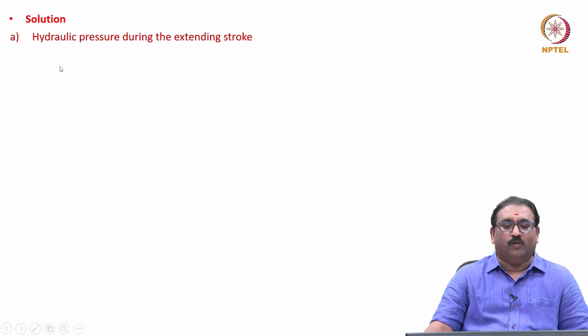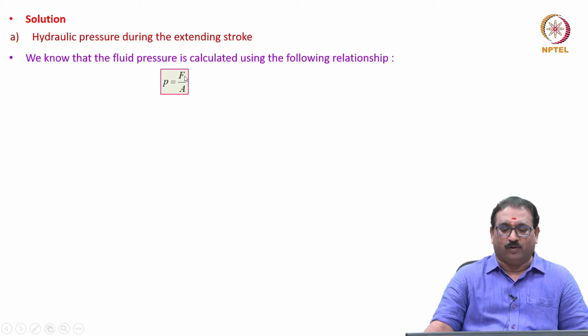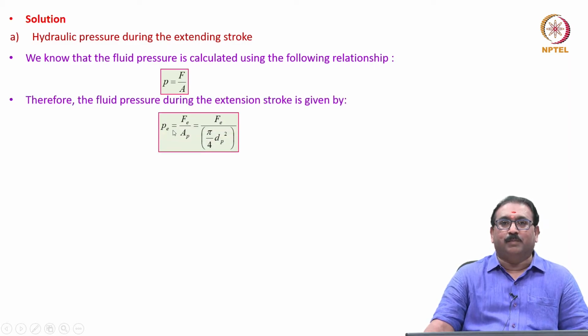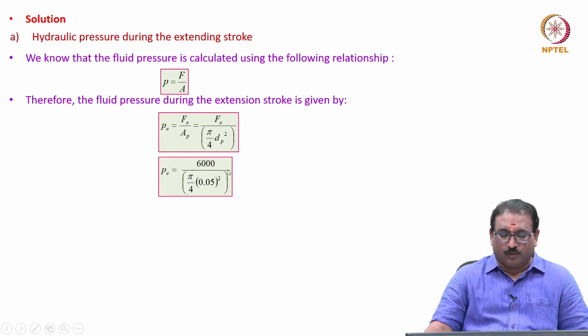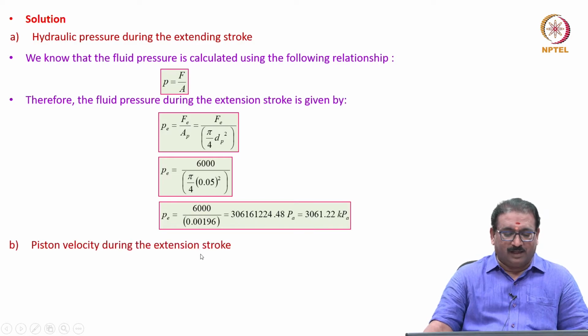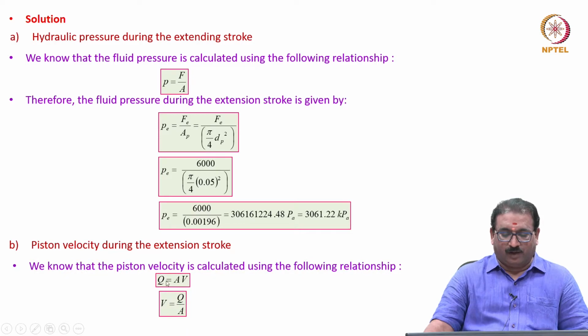Now we already know, friends, hydraulic pressure during the extension is given by p equal to F by A, the general equation. Now for the extension, pE equal to Fe by AP, Fe by pi by 4 dP square. Substitute all the values, you may get 3061.22 kilopascal.